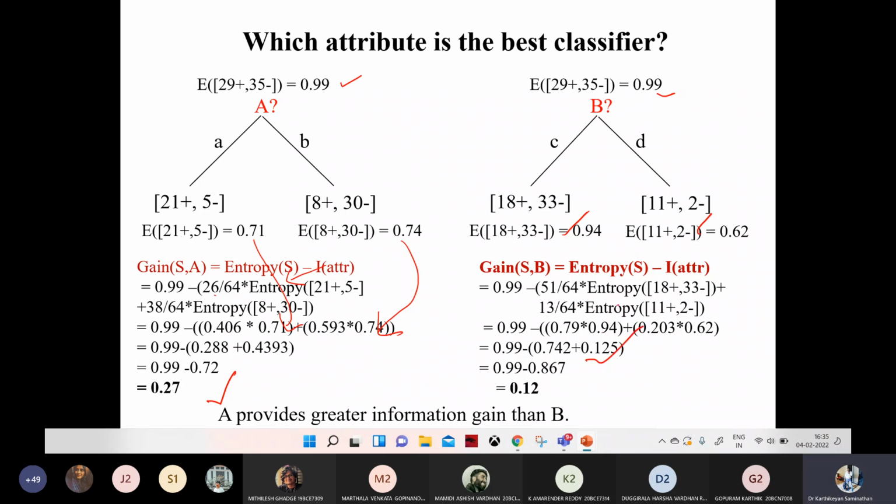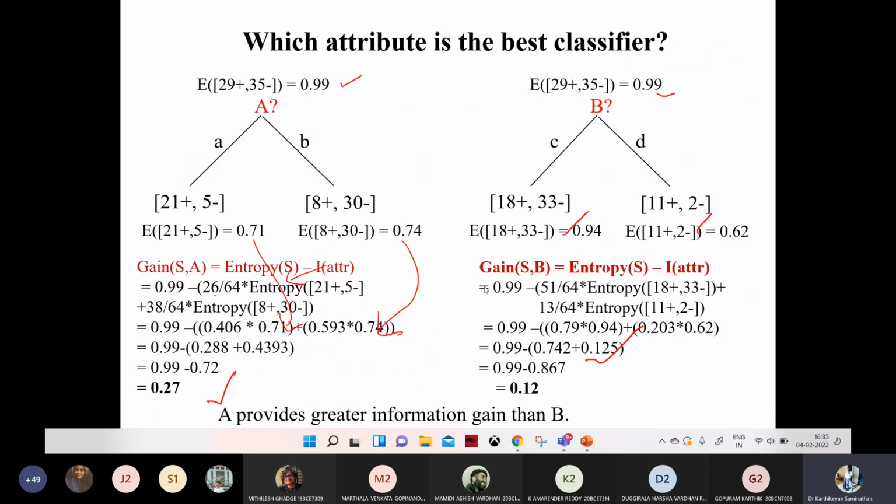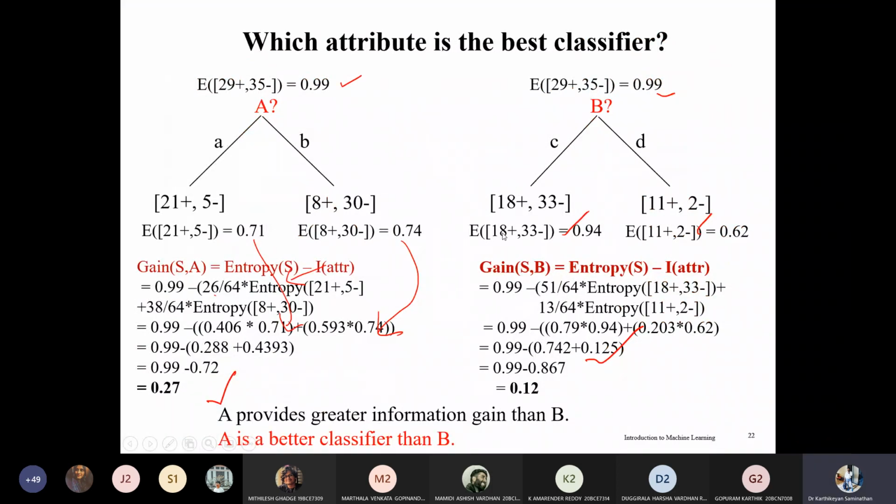So now A has a gain of 0.27 but B has 0.12. A provides greater information gain than B. So what will we do? We will say A is the best classifier compared to B. That is what your decision is all about. Okay, A is the best classifier than B.